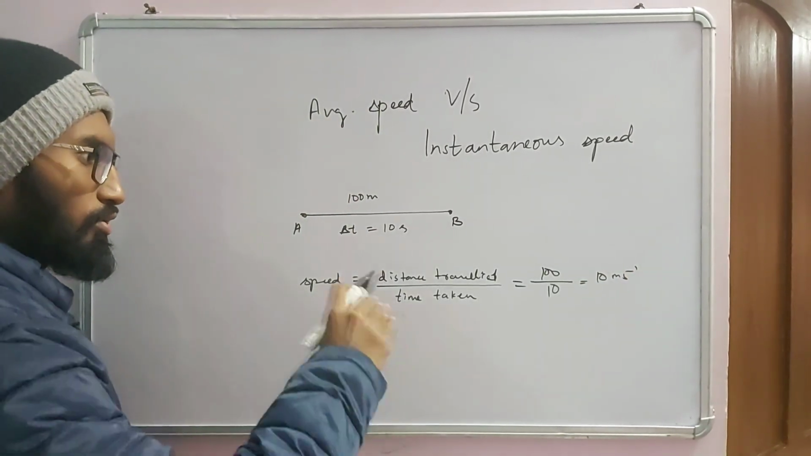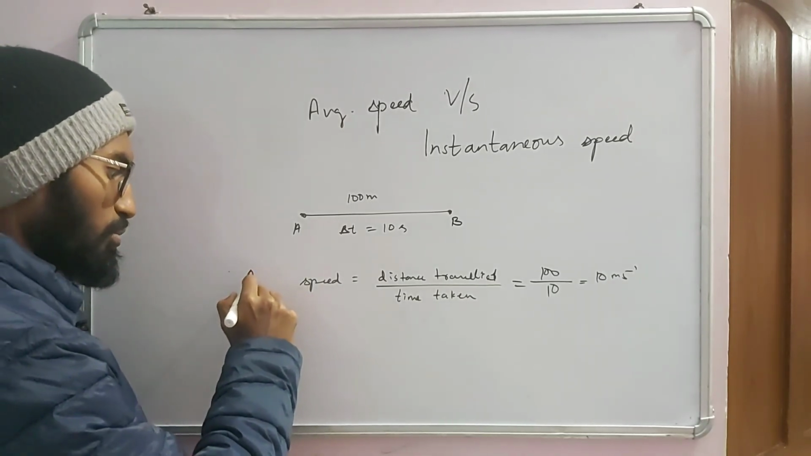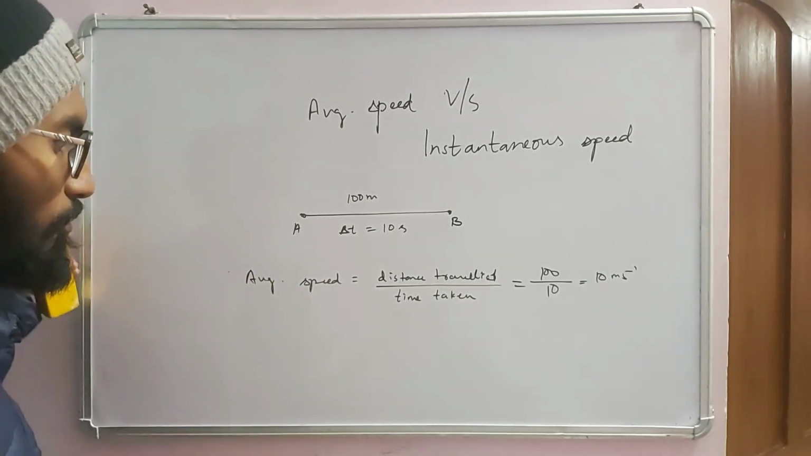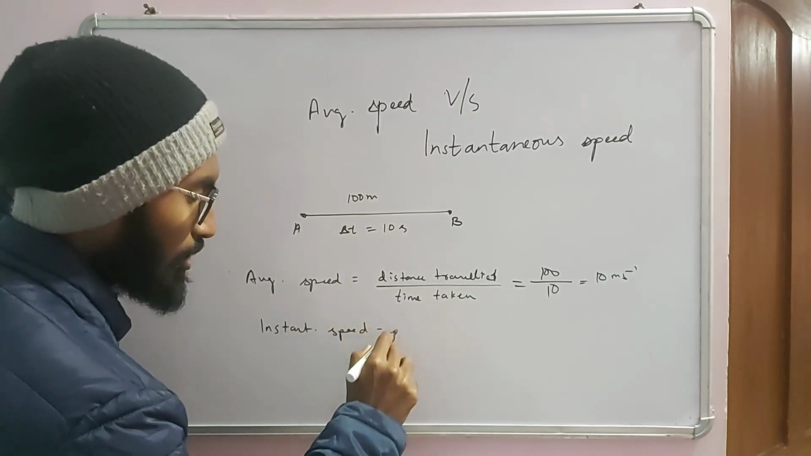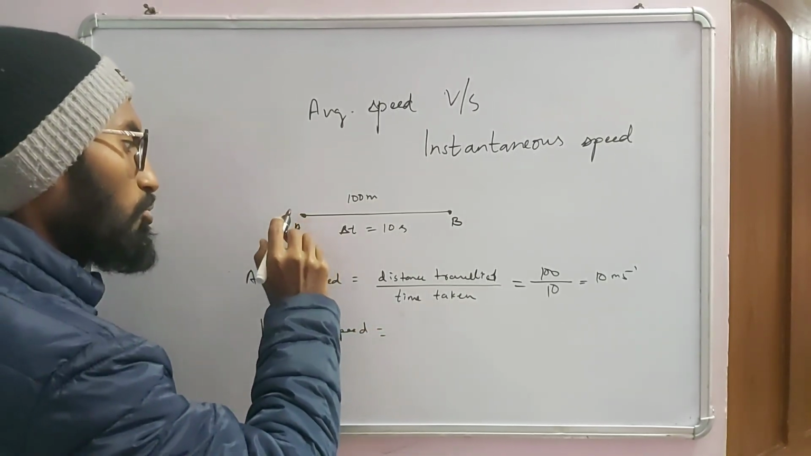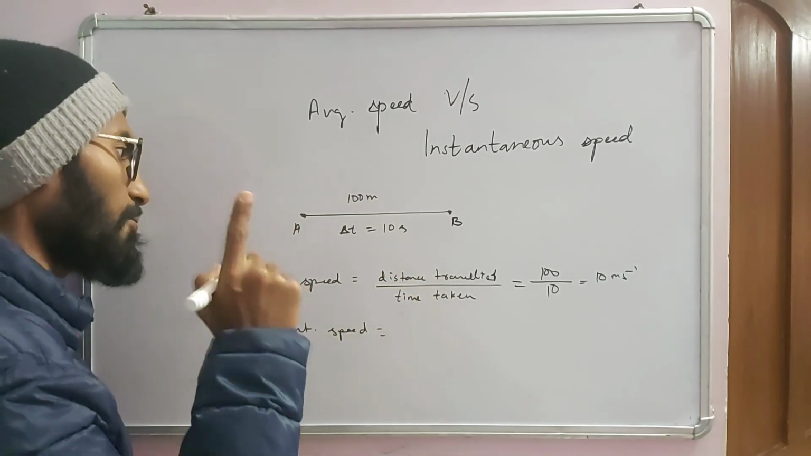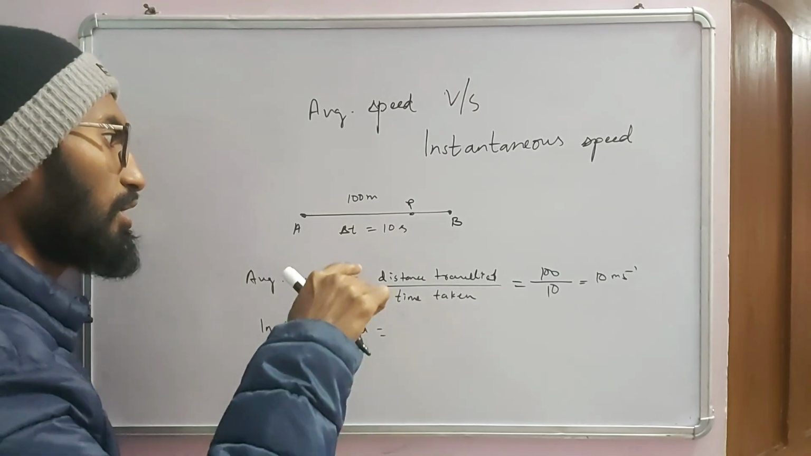Now, the speed that you calculated like this over a whole period of time, over a complete distance traveled, is called average speed. If you are asked to calculate instantaneous speed, then you have to mention at what point, at what instant, you have to calculate it. Suppose during his journey from point A to B, I say that at a particular instant at P, you calculate the speed. What was the exact speed at the point P?